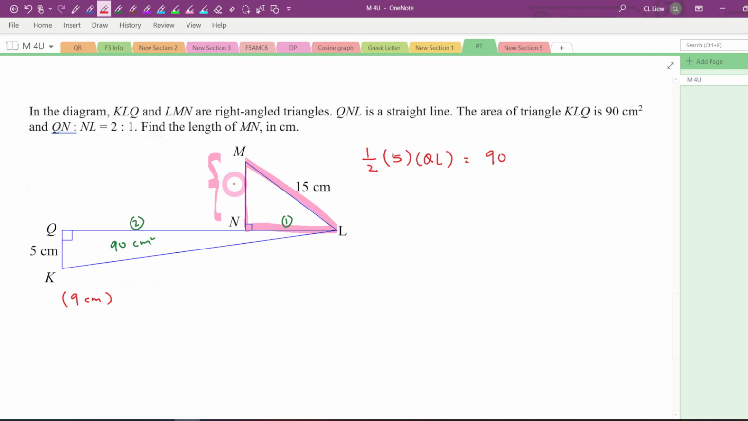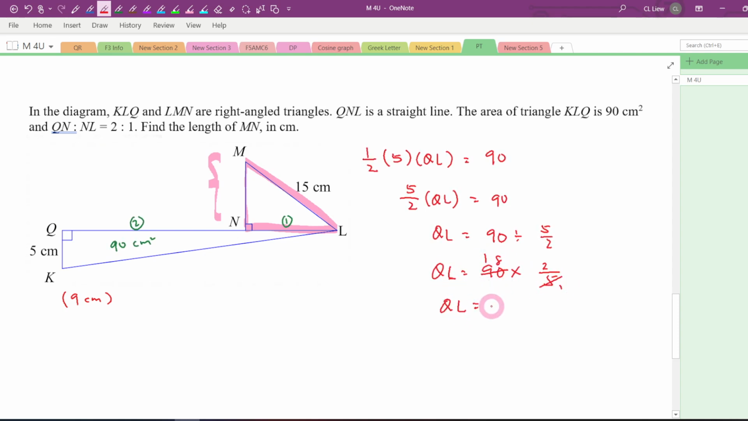Okay, let me show you how we get the answer. So this is actually 5/2 times QL is equal to 90. So QL is equal to 90 divided by this, because this times this. So move this to the other side, it becomes divide. 90 divided by 5/2. You can press your calculator, or you can change it to multiply and flip over the numerator and denominator. Okay, QL is 36 centimeter.